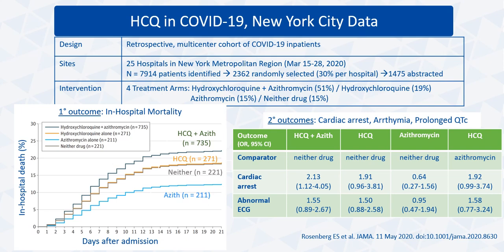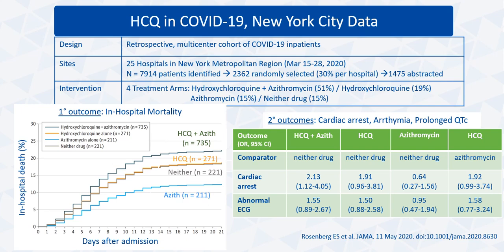On May 11th, Rosenberg and colleagues published a retrospective multi-center cohort of COVID-19 inpatients. They looked at 25 hospitals in the New York metropolitan region in the month of March, and in that time they identified almost 8,000 patients. They randomly selected roughly 30% of the patients per hospital, so that was 2,362 patients. And the patients included in this publication were 1,475 patients who were abstracted.